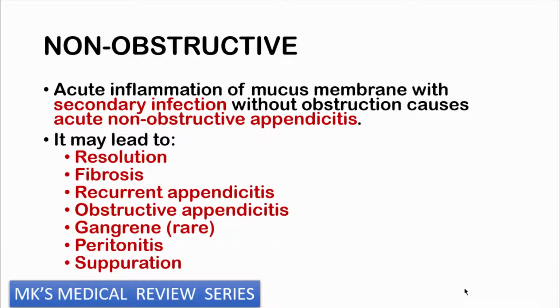It may progress to obstructive appendicitis, because remember that with the hyperplasia of the lymphoid tissue in the submucosa, you can actually compress and block the lumen. Then it may lead to gangrene, but this is obviously rare. You may also get perforation and suppuration, which is pus formation.